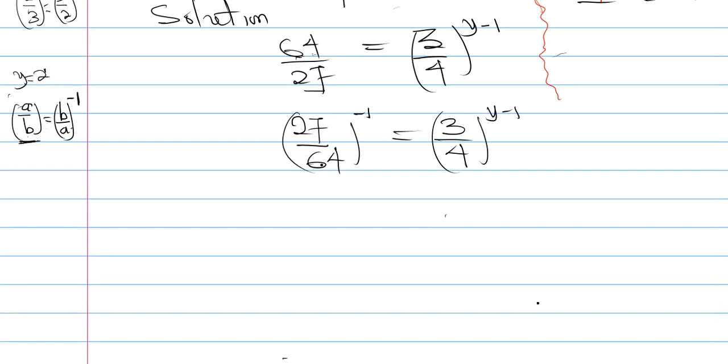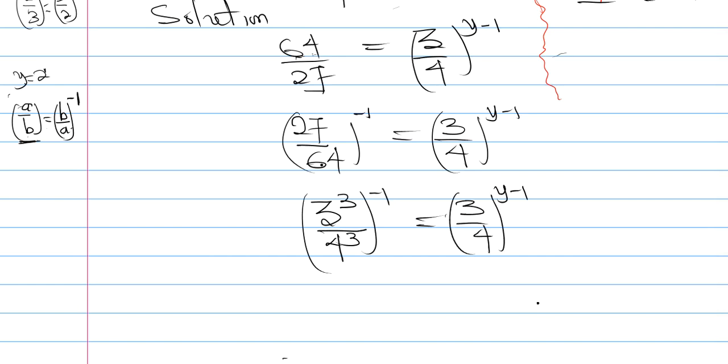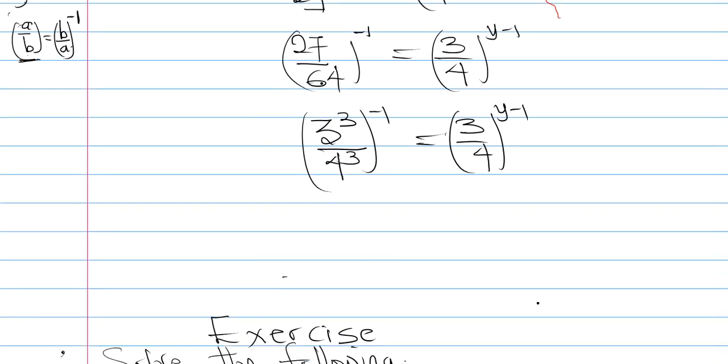Right here now, don't forget that the index form of 27 is 3 raised by 3, and 64 is 4 raised by 3, everything raised by minus 1, equal to 3 over 4 raised to power y minus 1. Then here now I can say 3 over 4, everything raised by minus 3 here, equal to 3 over 4, everything raised by y minus 1.